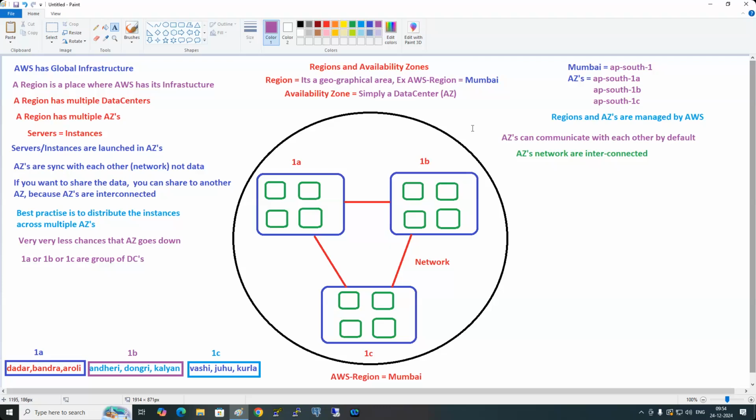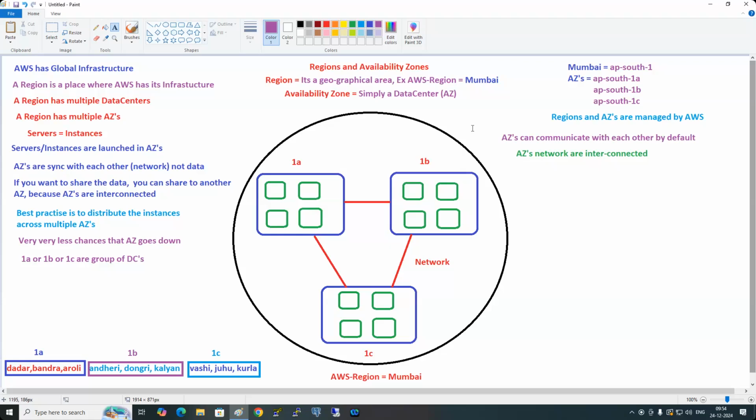Availability zones. How many availability zones are there in a region? 3. What is the Mumbai region code? ap-south-1. And what are the availability zone codes? ap-south-1a, 1b, 1c.